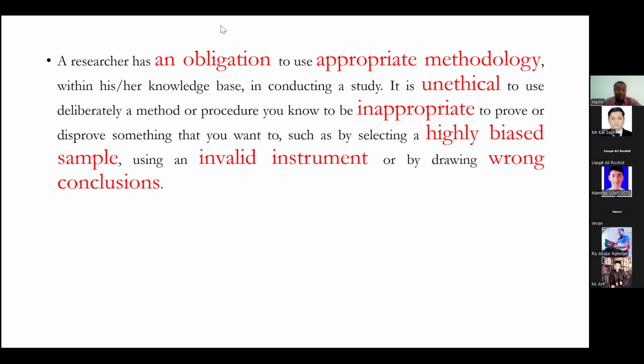Now it says, such as selecting a highly biased sample. So normally, let's say something has happened to my family, and I'm a researcher. I'm going to bring it out. I'm going to use an interview. So I interview my family, my mother, my sister, my father, then I bring it out. This is highly unethical. Why? Because the bias is very high.